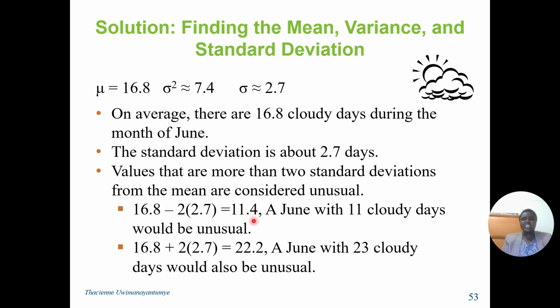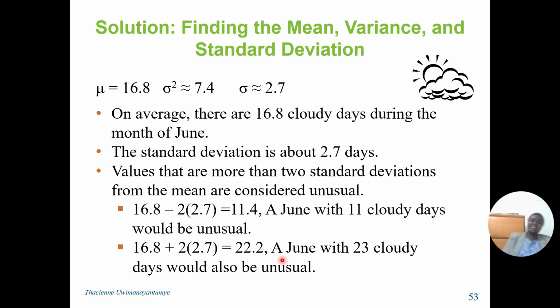So this means that in June, having a June with 11 cloudy days would be unusual. But again, when we add 2 standard deviations to the mean, here we have been subtracting, and when we add 2 standard deviations to the mean, we will also have unusual cases. So this will give us 22. Also a June of 22 cloudy days will be unusual.